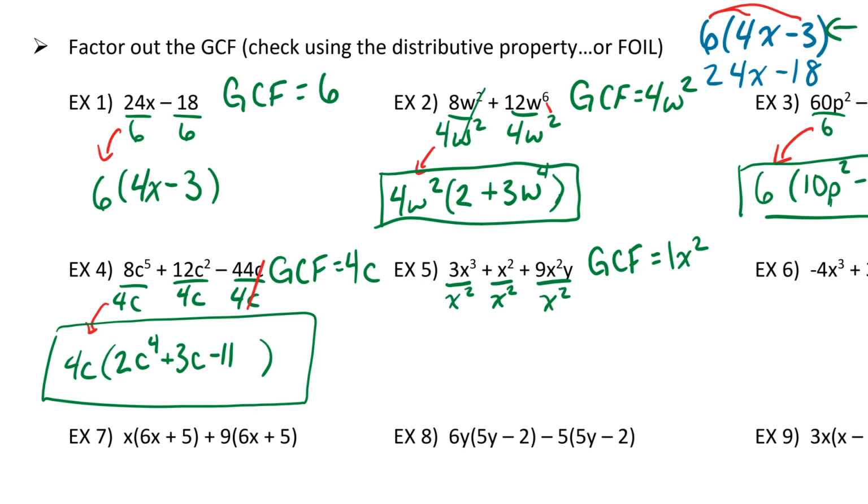All right. X squared comes out front. Big parentheses. Then we start the division. So all the numbers are going to stay the exact same because we're just dividing by 1. The only thing that we're going to have to change is the variables. So 3 divided by 1 is 3. X cubed over x squared, 3 minus 2 is 1, so it's just x.